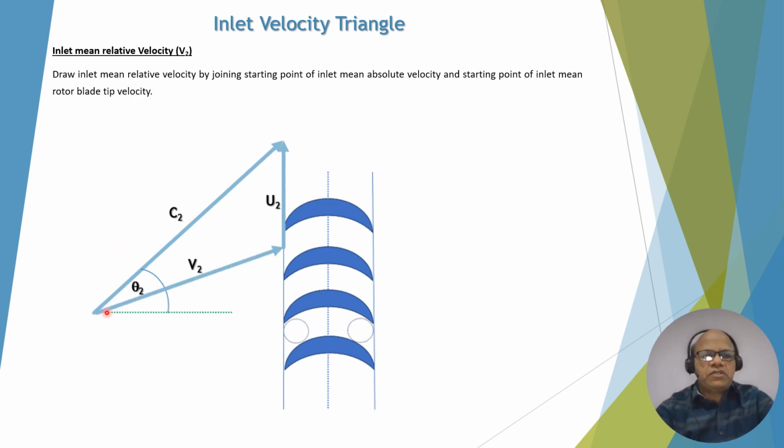Now the inlet mean relative velocity. We have to join the starting point of C2 and the starting point of U2. So this is V2. V2 is the inlet mean relative velocity. If you are on board the wheel or on the moving blade, you will see the steam coming in this direction. That inlet V2 is the relative velocity. And you see this is the angle which is matching with V2. So this angle should be equal to the relative velocity direction, and this is how we design the blade angle based on this velocity triangle.